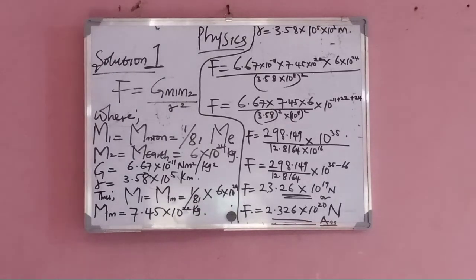Now we have that F is equal to 298.149 over 12.8164 times 10 raised to power 16. This denominator, that 10 raised to power 16, the 16 will go up. You understand? It will turn negative. That's the rule. Maybe I will organize a class on standard form so that you understand more about that. So we have that F equals 23.26 times 10 raised to power 19, because 35 minus 16 gives us 19. So our force equals 23.26 times 10 raised to power 19 Newton. Or if we want to shorten it and adjust the standard form, we can say F equals 2.326 times 10 raised to power 20.